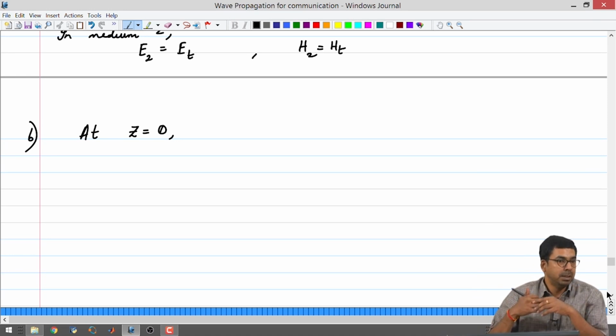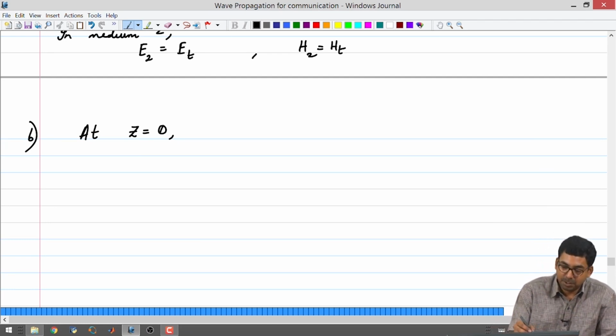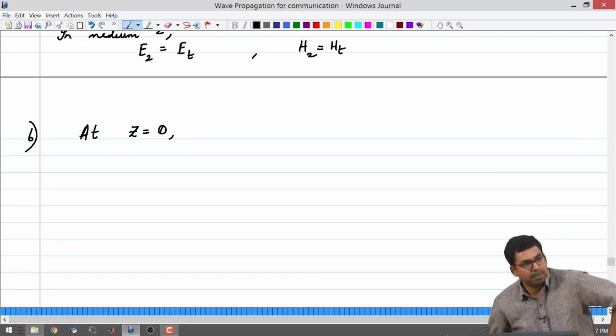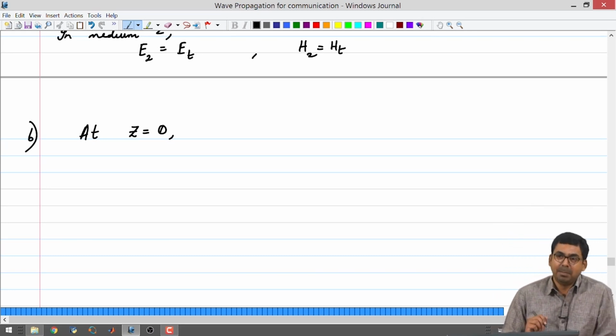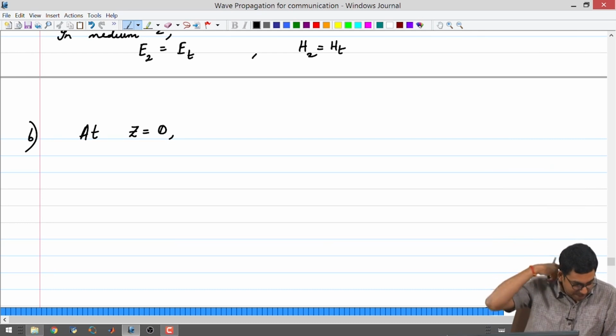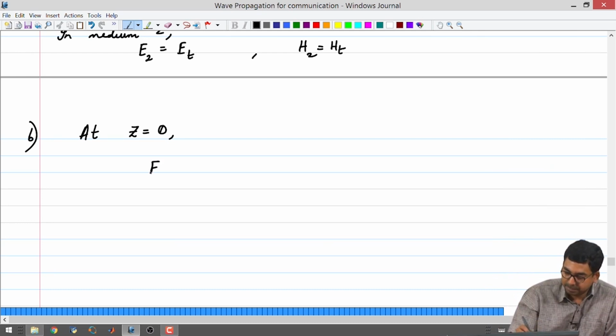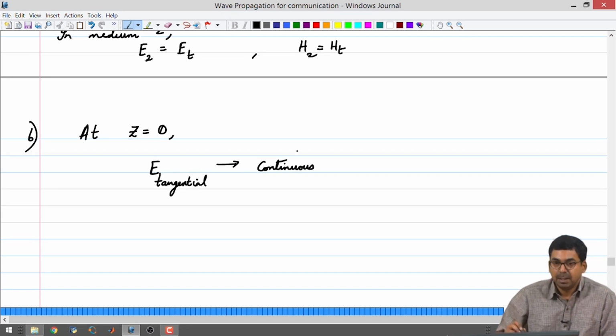If you assume your charge density to be equal to 0, it becomes a dielectric interface. Now, I do not want to elaborate because this should have been done in the undergraduate part already. The tangential component of the electric field is continuous.